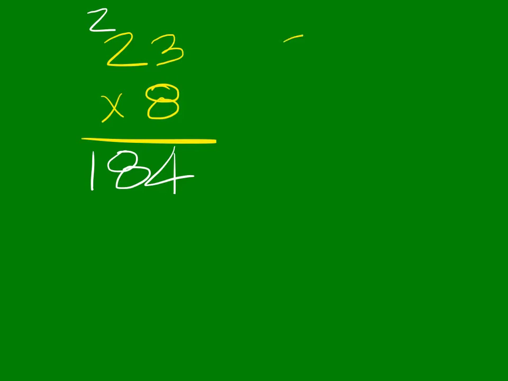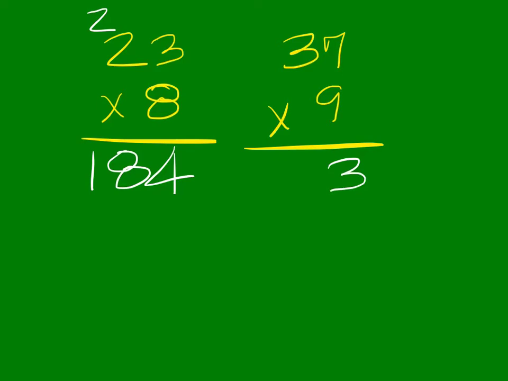What if I had 37 times 9? What do I do first? 9 times 7. And what's that? 63. Put a 3 down, now what? 56 plus 3. And then what? 9 times 3. What's that? 27, and then what? Plus 6 would be what? So the answer is 333.